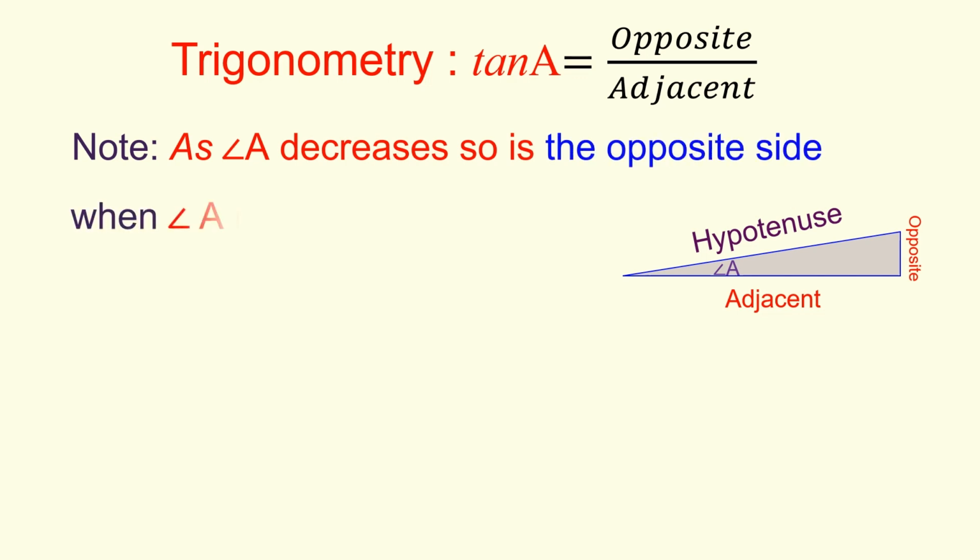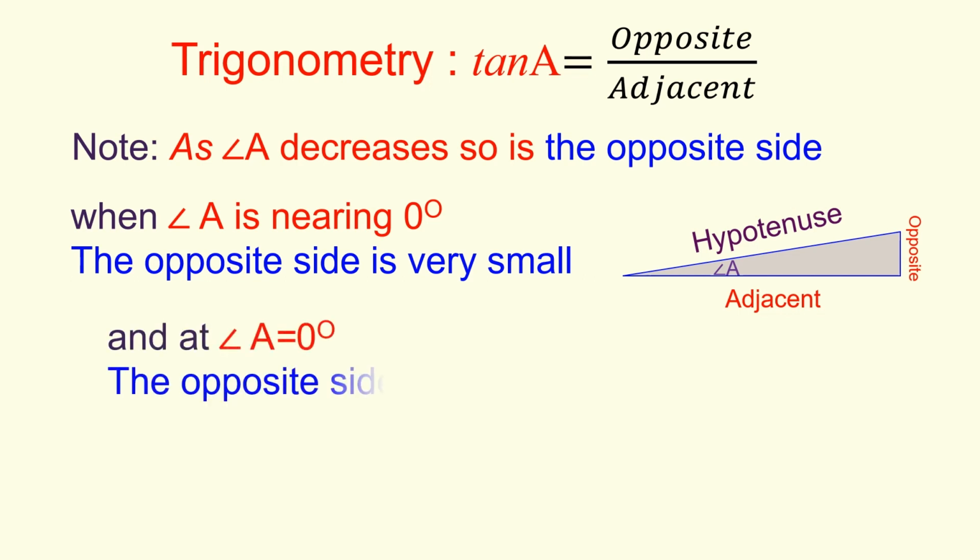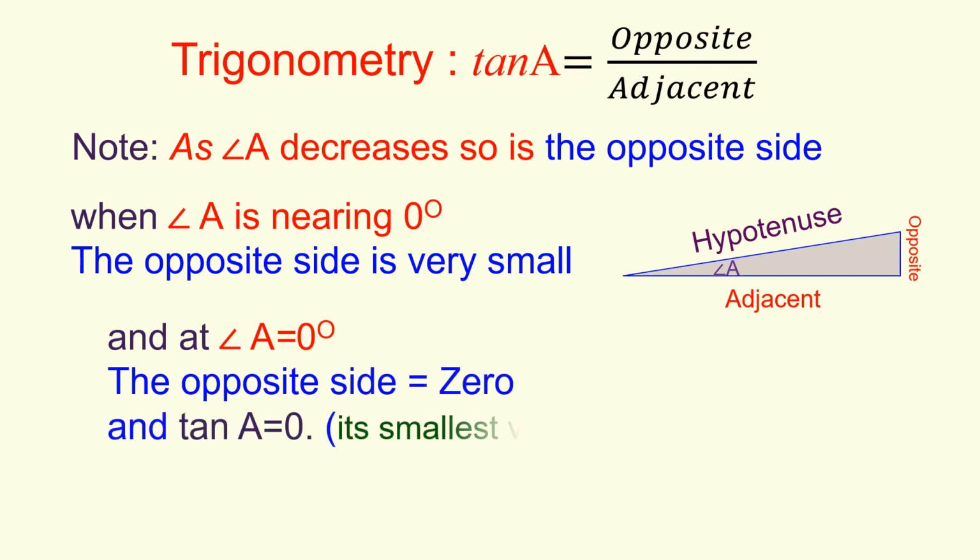As angle decreases, so does the value of tan of the angle A. When angle A is nearing 0 degrees, the opposite side is very small. And at angle A equals 0 degrees, the opposite equals 0. And tan of 0 equals 0. The value of tan A at 0 degrees equals 0.